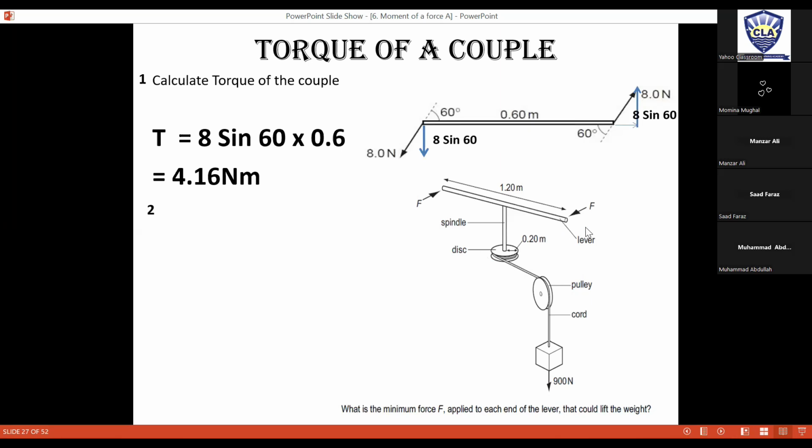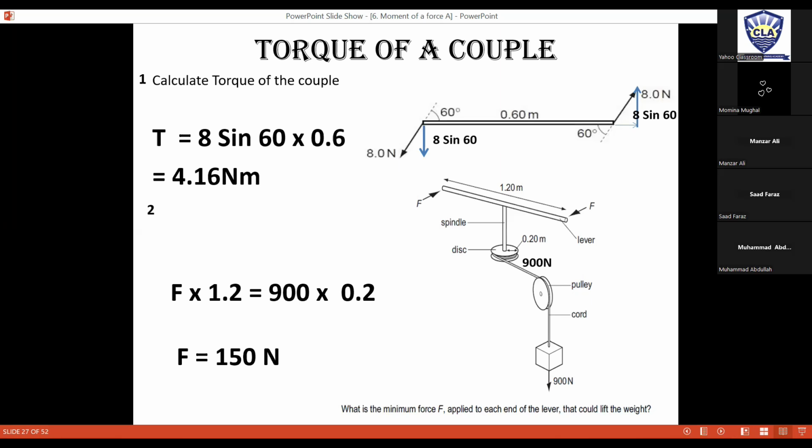That will be balanced by the torque of F. So anti-clockwise moment will be equal to clockwise moment: F into 1.2 will be equal to 900 into 0.2. Simplify that and from there you get the value of F. So you have to understand the question and then answer it according to the requirement. So these are some of the examples of torque.